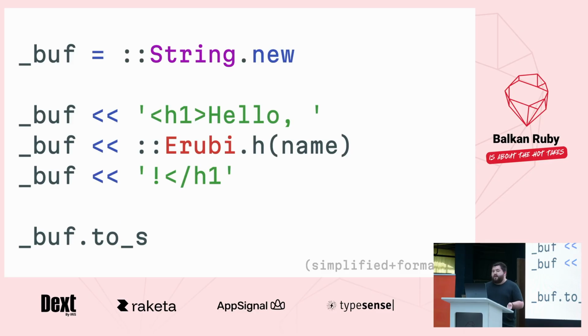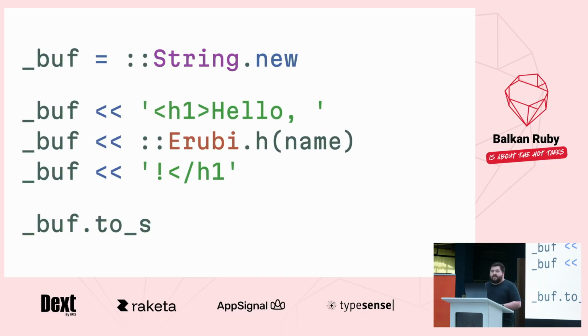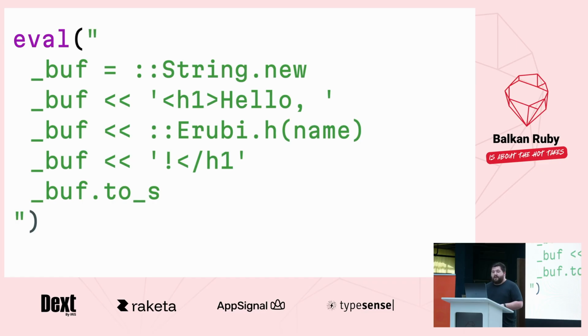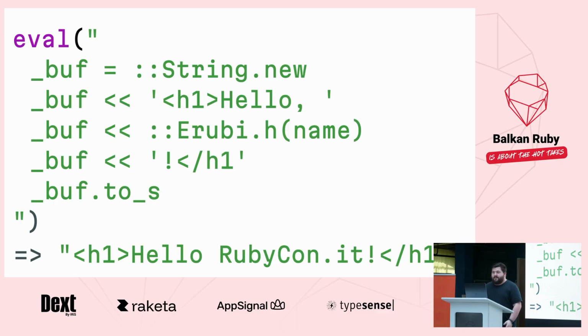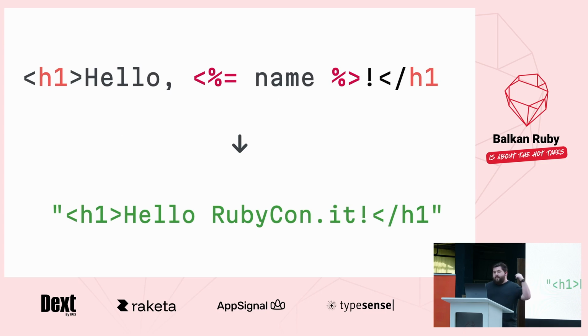So you instantiate a buffer, you shovel these static parts into the buffer, or you render the dynamic pieces and shuffle them into the buffer too. And at the very end, you call toString on it to get the string back from this render operation. And this is designed to be evaled, so whenever you eval, you get the result back. And that's the rendered string as an output. And that's how we take our templates, compile them, and then run them and render our templates.